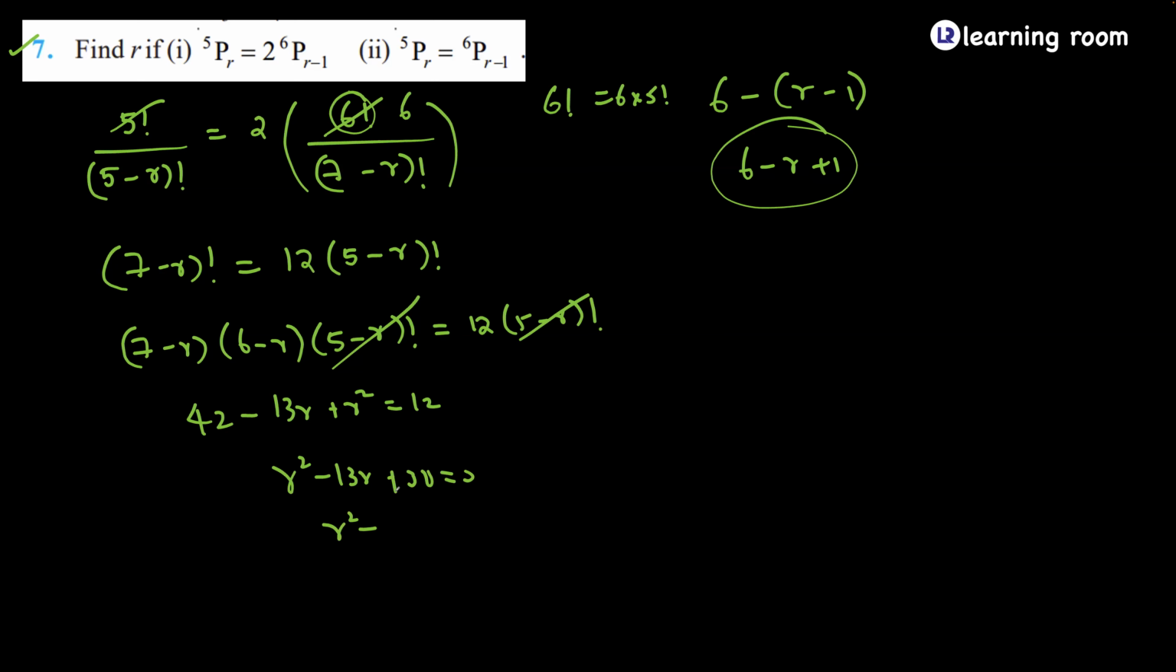So (r minus 10) into (r minus 3) is equal to 0. So r will be 10 or 3. See, 10 is not possible because r cannot be greater than 5. So 10 is not possible. Hence, the answer is supposed to be 3. Is the point clear?